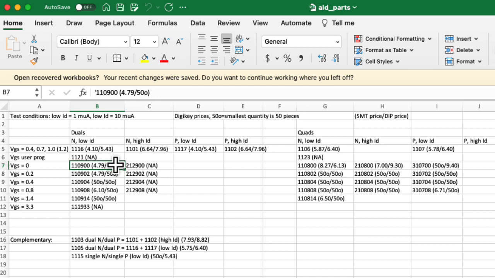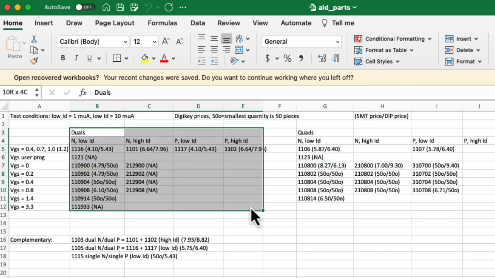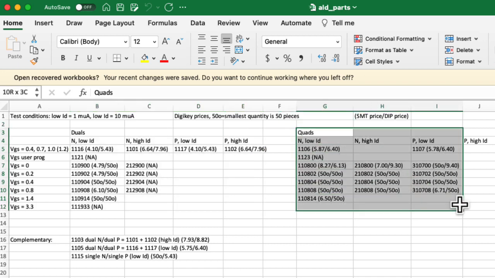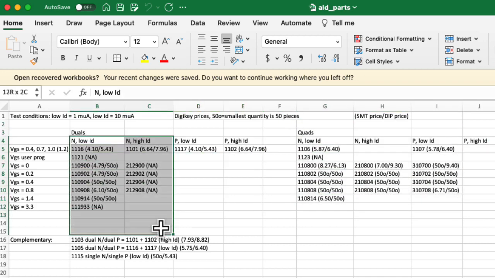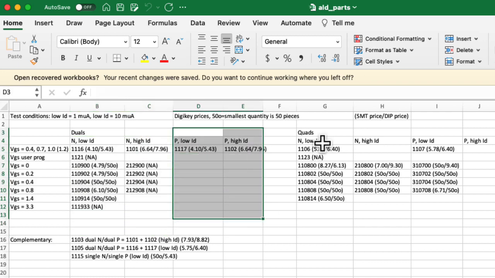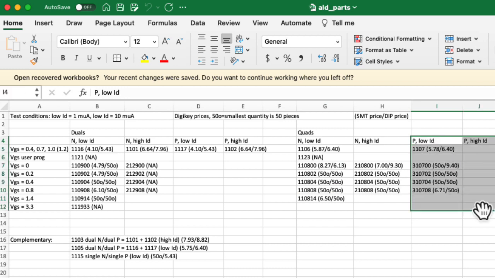The prices are listed in parentheses, and what I'm doing here is I'm listing the surface mount device price first, followed by the DIP package price. Usually the DIP package is more expensive than the SMT package, but that's not always the case. So in this block here, I'm showing the dual chips, and in this block, I'm showing the quad chips, and within each block, I have the NFETs and the PFETs. So for the quads, here's the NFETs and the PFETs. Each row here corresponds to a different threshold voltage. And I should probably emphasize here that this is with the source tied to the bulk, going along with my rant in the previous video I did on MOSFETs.